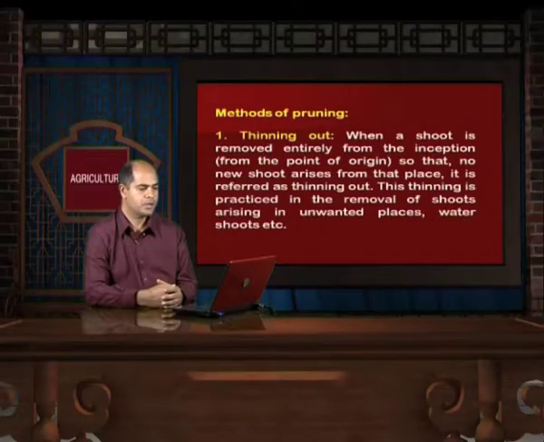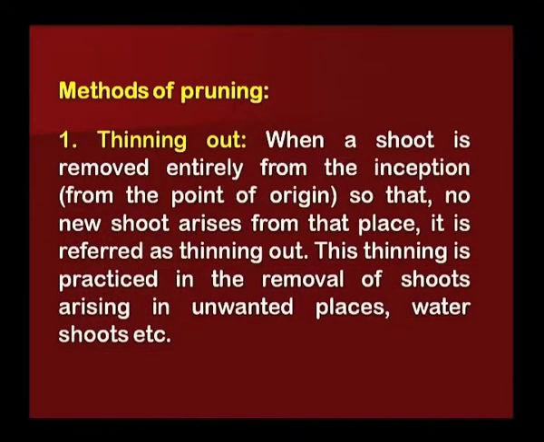Now we will be discussing methods of pruning. The first one is thinning out. When a shoot is removed entirely from the inception or from the point of origin so that no new shoot arises from that place, it is referred to as thinning out. This thinning is practiced in the removal of shoots arising in unwanted places, water shoots, etc.